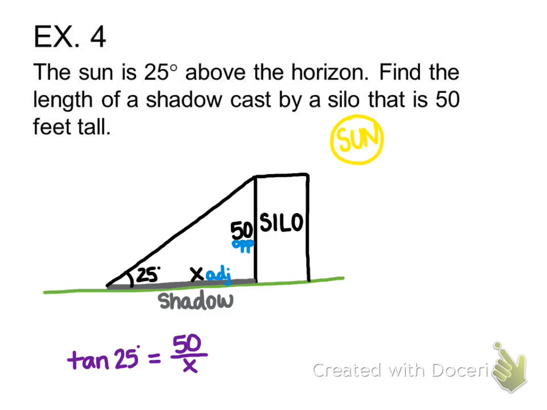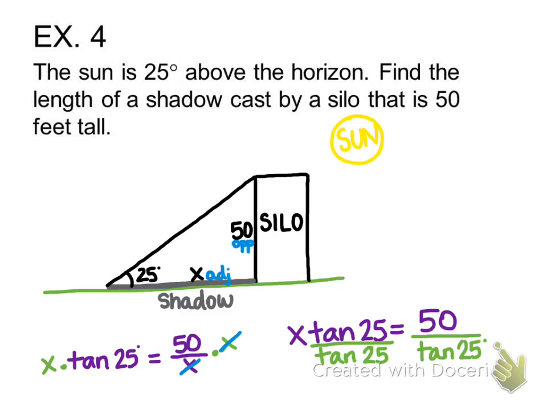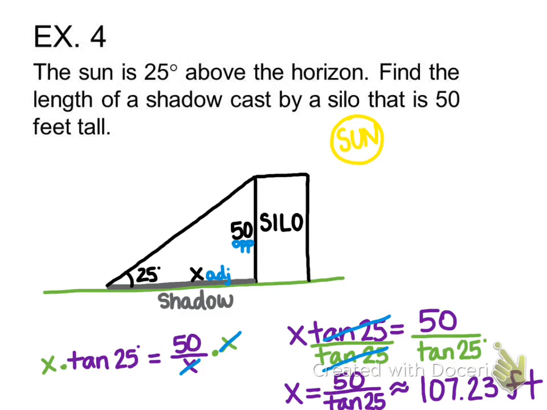So to get X by itself, I'm going to multiply by X on both sides. Then I'm going to take X times tangent 25 equals 50 and divide by tangent 25 on both sides. So then X is going to equal 50 divided by tangent 25. So in my calculator, if I type 50 divided by tangent 25, I get that the shadow of the silo would be about 107.23 feet.